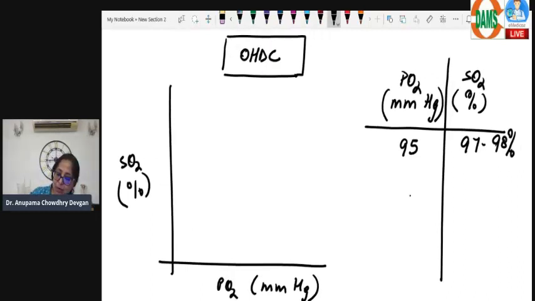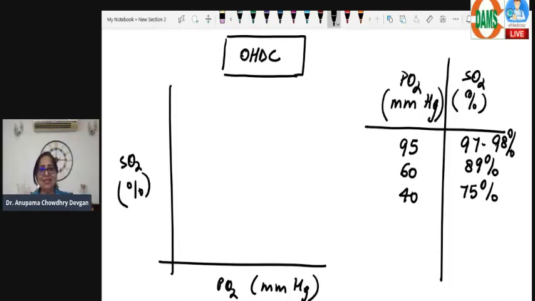Venous blood PO2 is 40 and saturation is 75. So these are two values which you have done so well and so many times now. There is one more value which I want you to know, and that is when the PO2 is 60, saturation is 89. Now, what is the significance of knowing this?